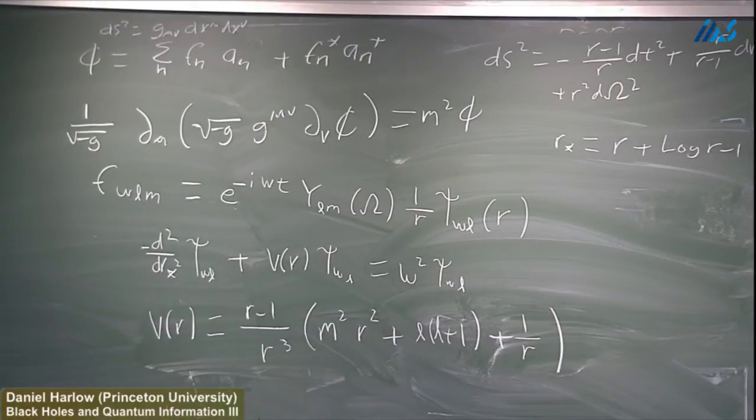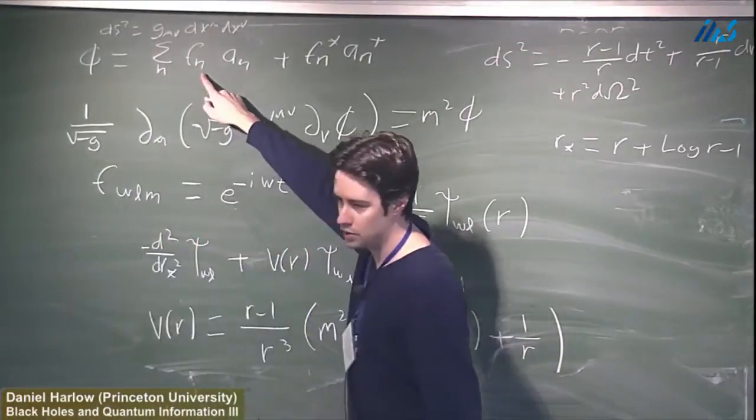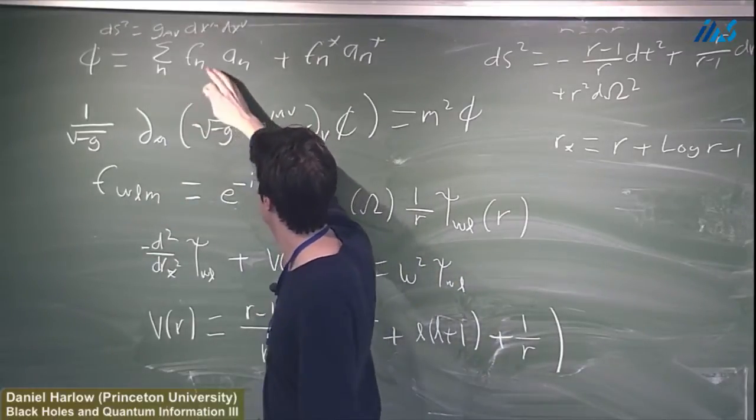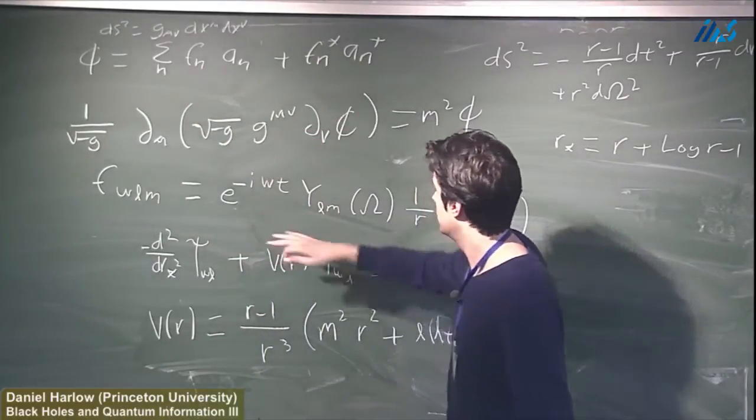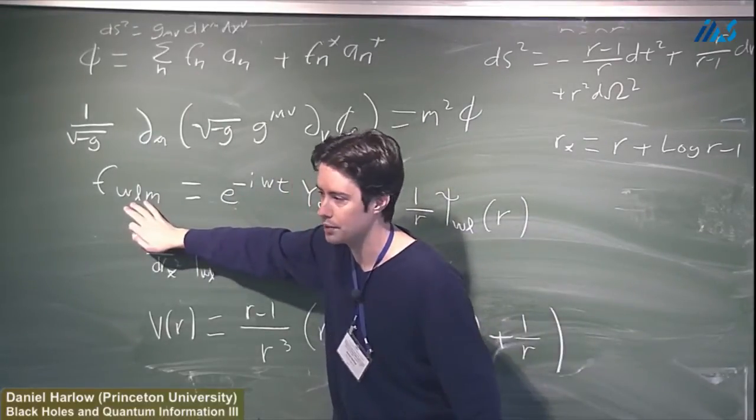Is the n indicating f sub n? Yeah, so this n is labeling all of the modes, it's a catch-all thing, so I can write a simple equation, and then in the particular context of Schwarzschild, I'm breaking up n into these three indices.